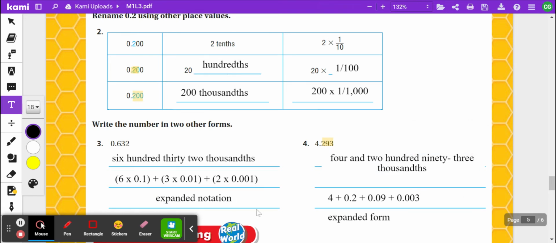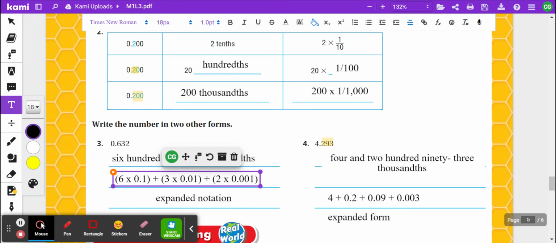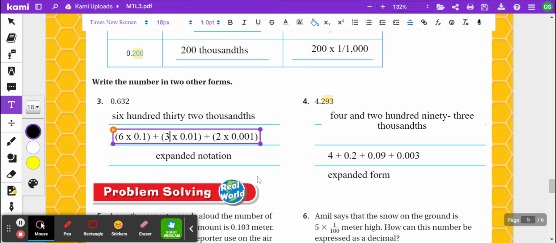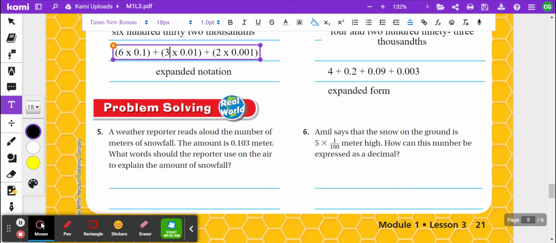You can also do it in fractions too. So you can have that 2 times 1 over 1,000, that's 3,000. Right here can be 1 over 100, and this 6 would be 6 over 1/10. So let's look at number 5.